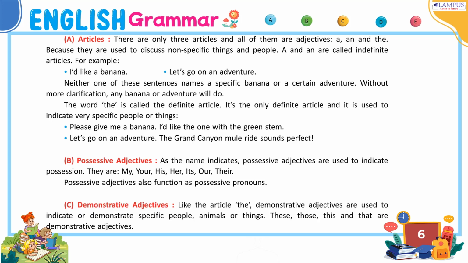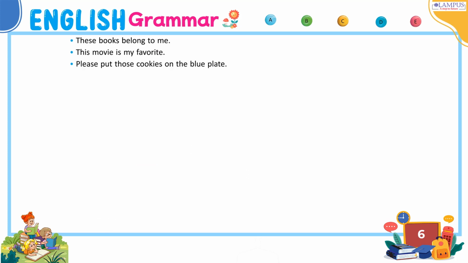C. Demonstrative adjectives. Like the article the, demonstrative adjectives are used to indicate or demonstrate specific people, animals or things. These, those, this and that are demonstrative adjectives. These books belong to me. This movie is my favorite. Please put those cookies on the blue plate.